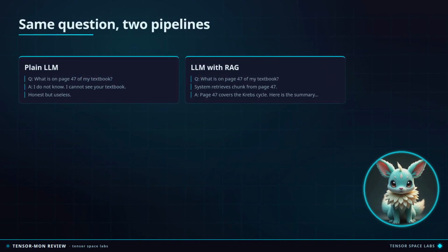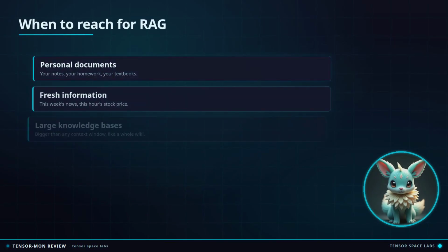Side by side. Same question. What is on page 47 of my biology textbook? A plain language model has to say it does not know. That is honest. It is also useless. With RAG, the system retrieves the chunk from page 47 first, pastes it in, and the model summarizes it. Useful.